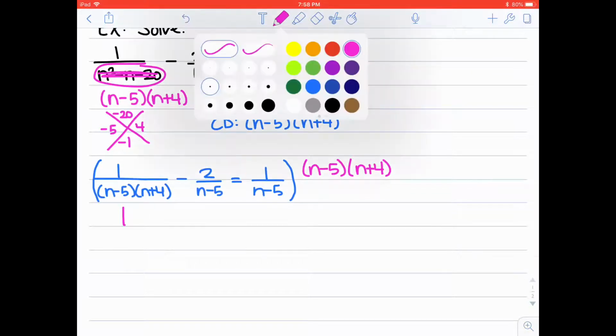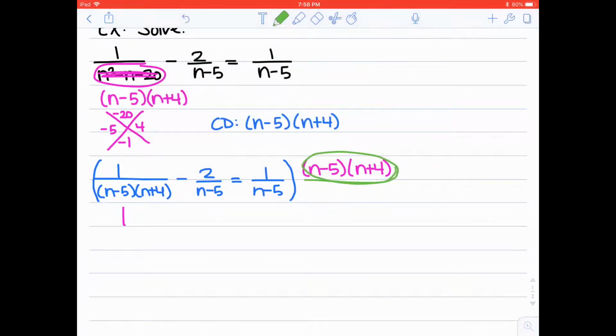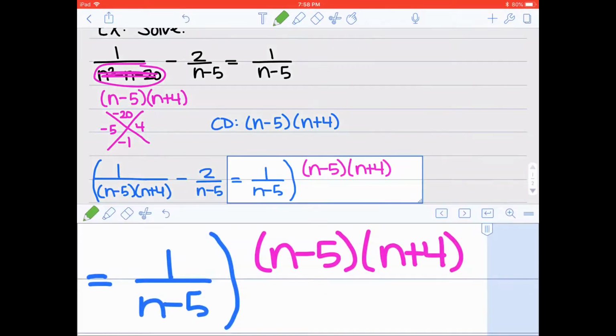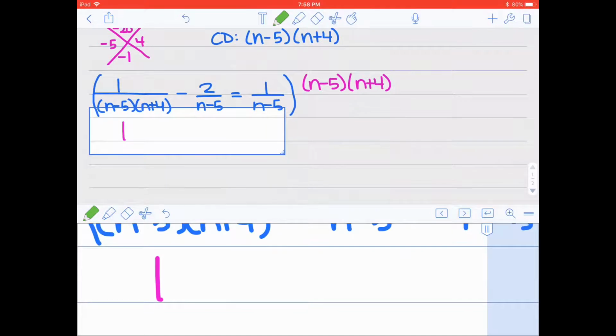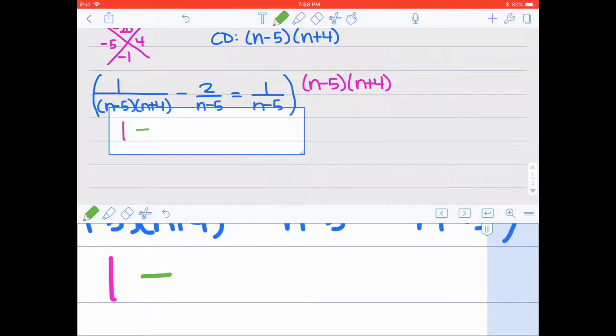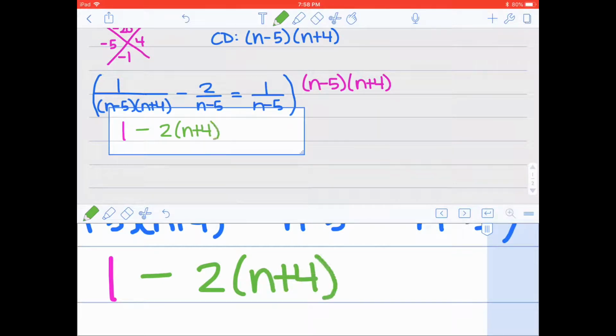Then I'm going to distribute it to the second part. We do have that minus in the equation. The n minus 5 is going to cancel with the n minus 5, and all I'm going to have left over is that 2, as well as this n plus 4 over here. So I'm going to write that. Sorry, it's so much easier to write this when it's zoomed in. So we've got 1 minus 2 times n plus 4, because that didn't cancel.